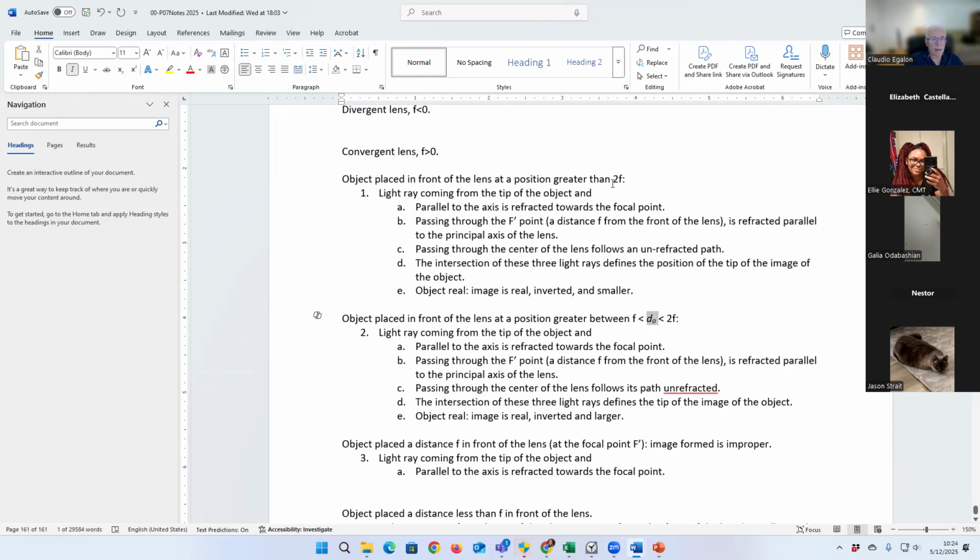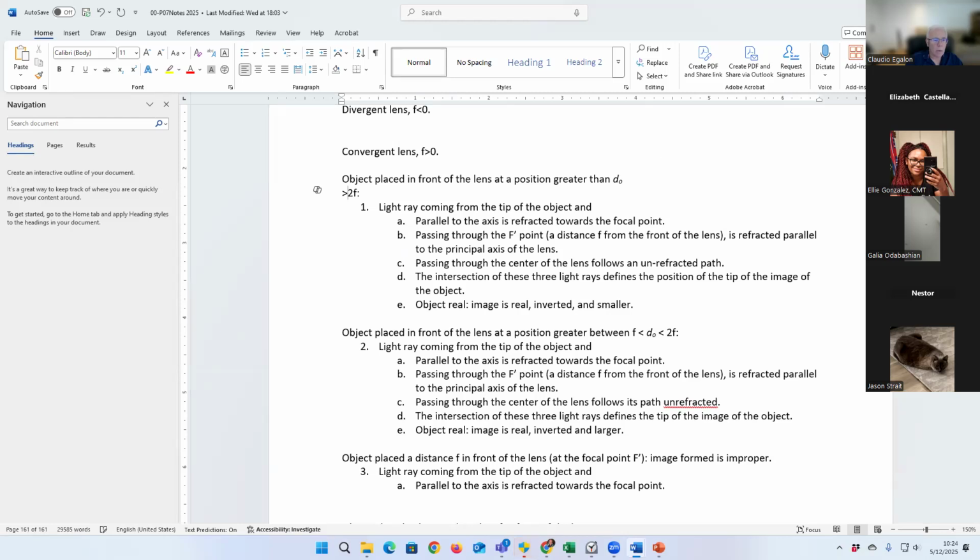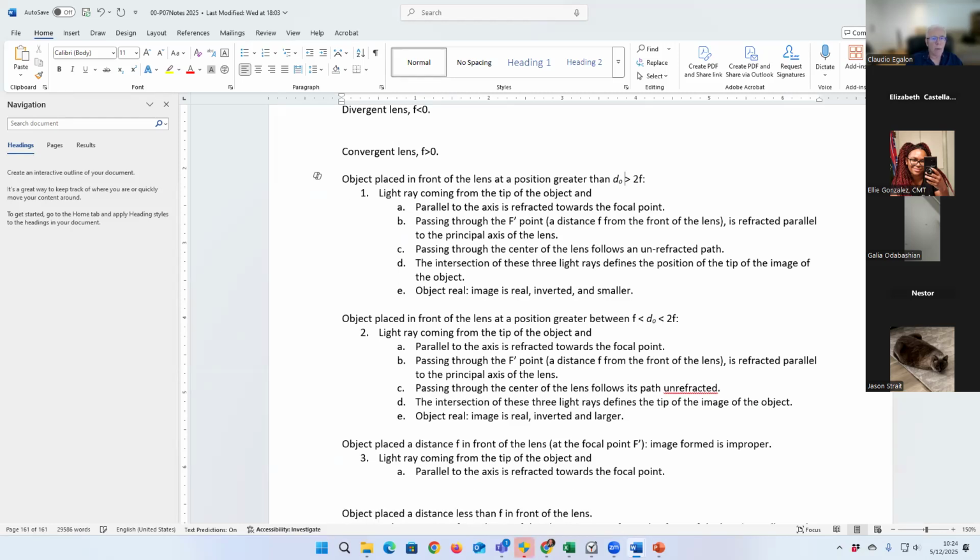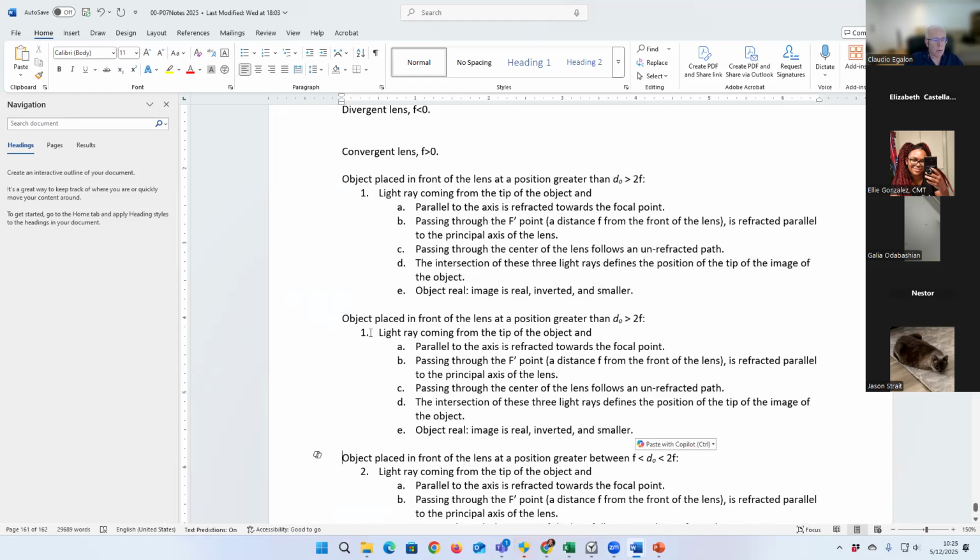Here you go, we're going to do that. Greater than 2f. And we can even come up with another one too. Here you go. What about DO equal to 2f?